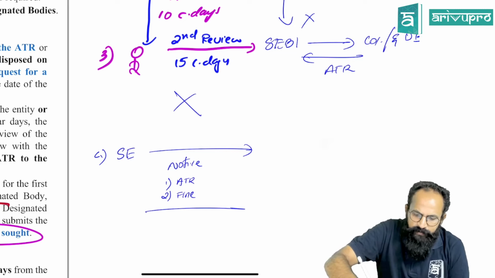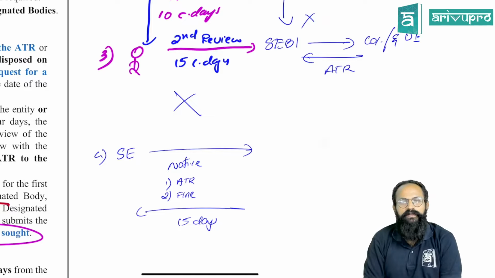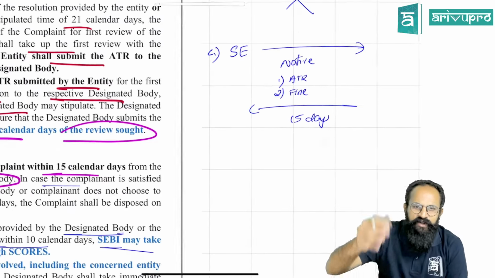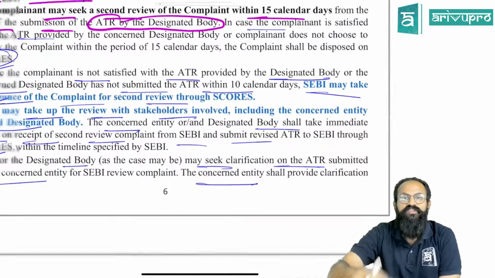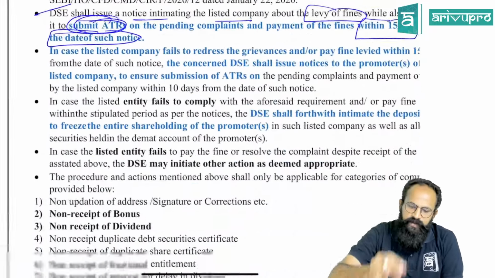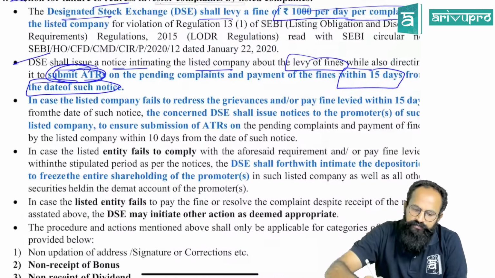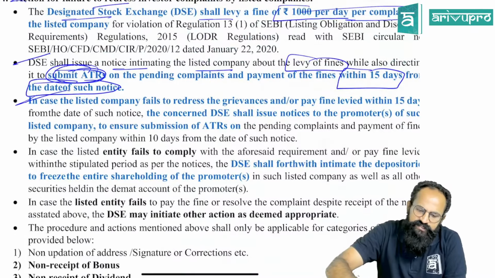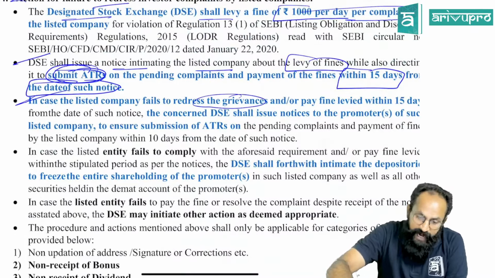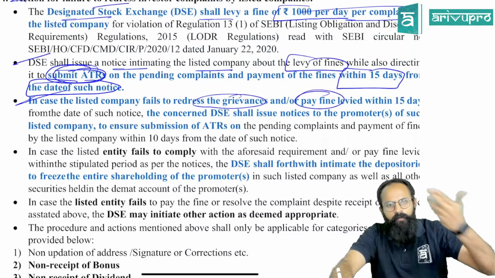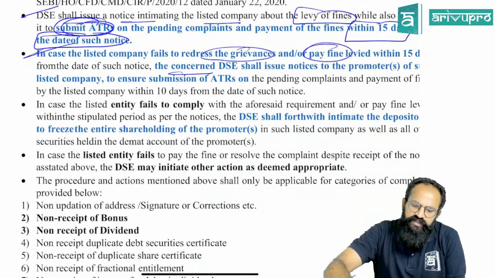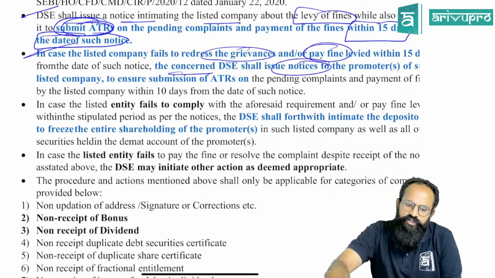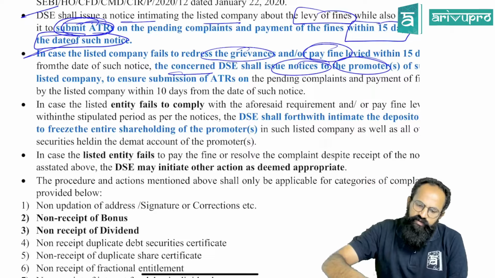All of this should happen within 15 days from the date of notice. What happens if even this is not happening? Then only you will send a notice to the promoter about freezing his accounts, that is his shares. I hope you are able to follow. In case a listed company fails to redress the grievances and/or pay the fine, you don't do both or any one within 15 days, then the concerned designated stock exchange shall issue notice to the promoter about what?